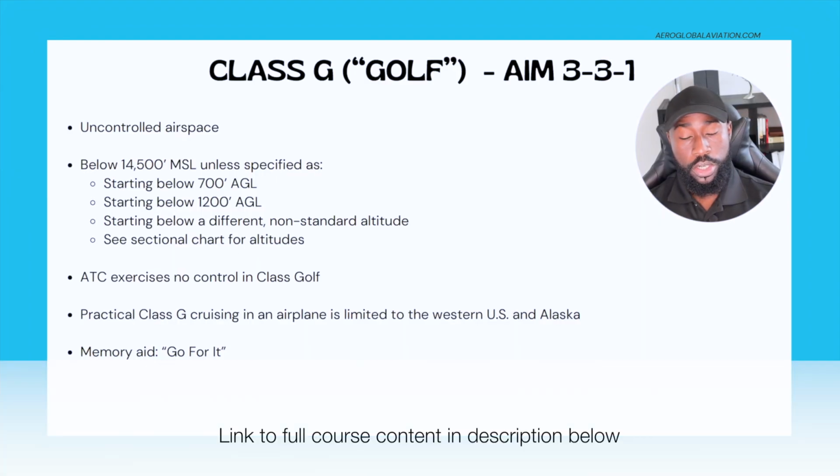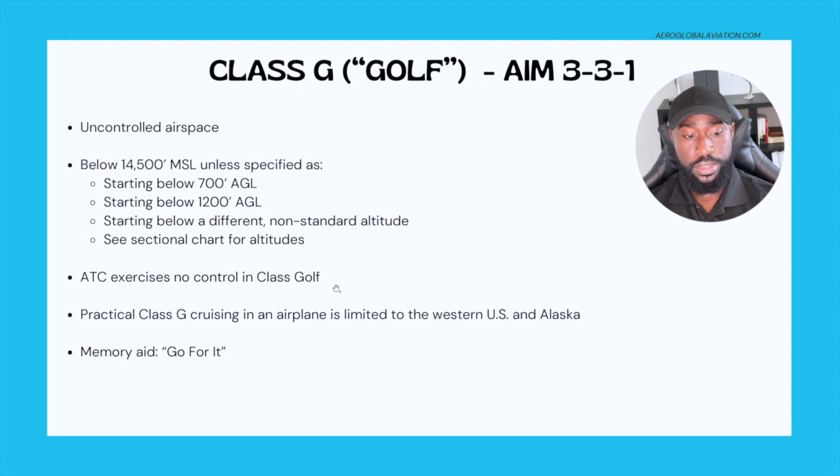Class Golf is uncontrolled airspace. So it's a different category by itself. Uncontrolled airspace basically means that ATC exercises no control in Class Golf. So you can pretty much just fly and do whatever you need to do. The dimensions are usually below a Class Echo airspace. For example, in some cases Echo starts from 14,500 feet MSL, so below that is Class Golf. In cases where Echo starts from 700 feet AGL, below that is Class Golf airspace. And in some cases, it could be 1,200 feet AGL for Class Echo. Then below that is Class Golf.